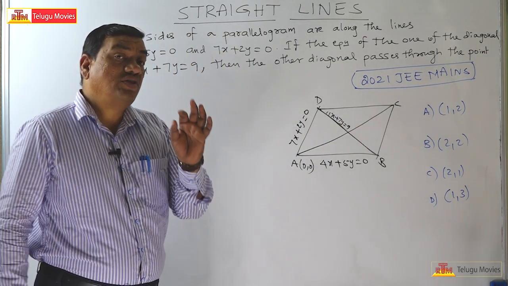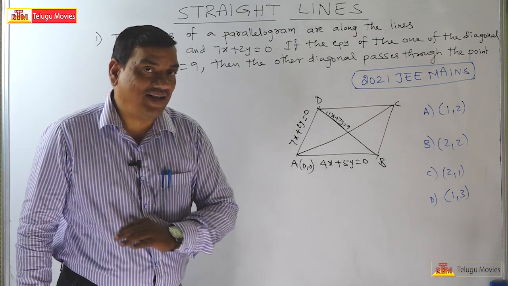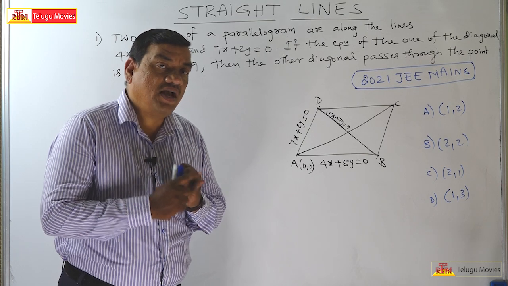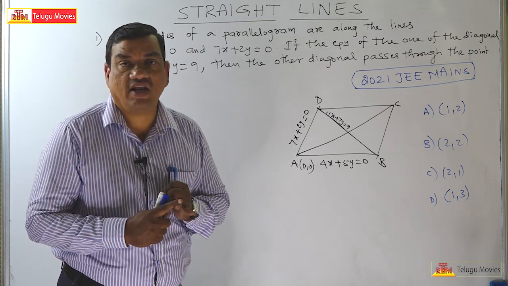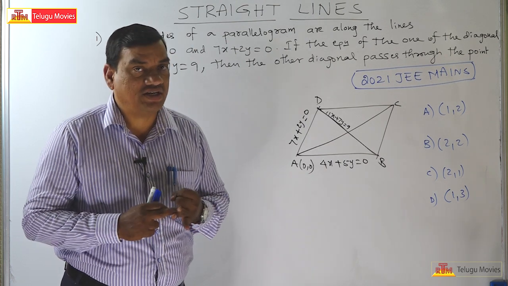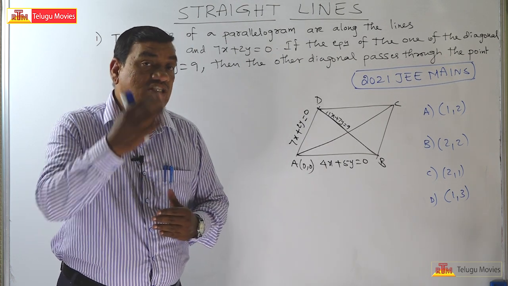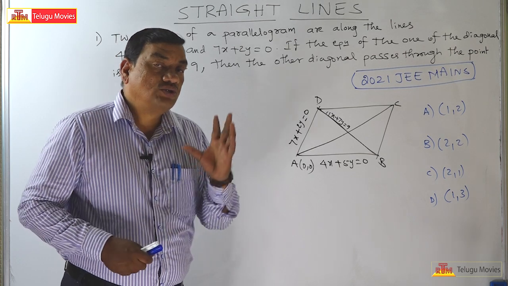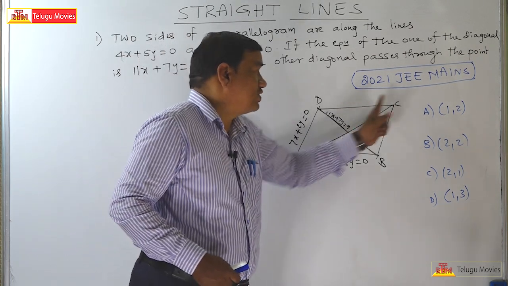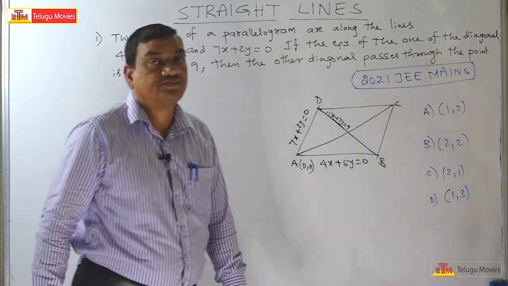To find out the equation of any line, what is the minimum requirement? First thing, a point and the slope of the line. Otherwise, any two points. Otherwise, x-intercept and y-intercept. Those are the various forms of lines we have. So, here also, we have to find out the equation of AC.